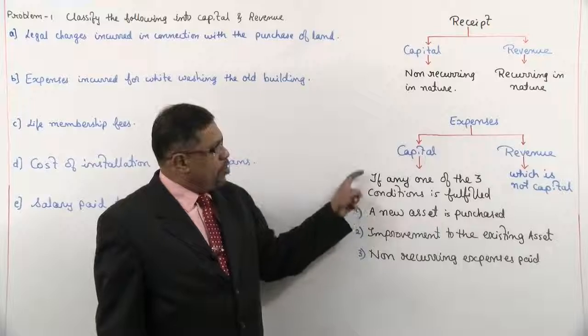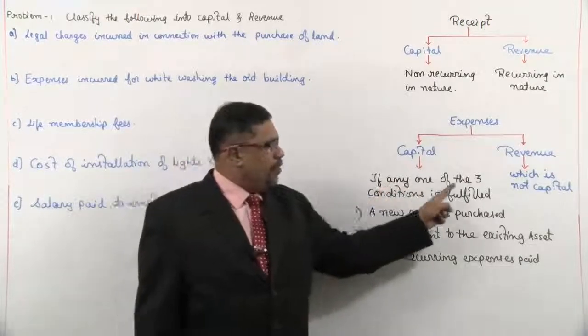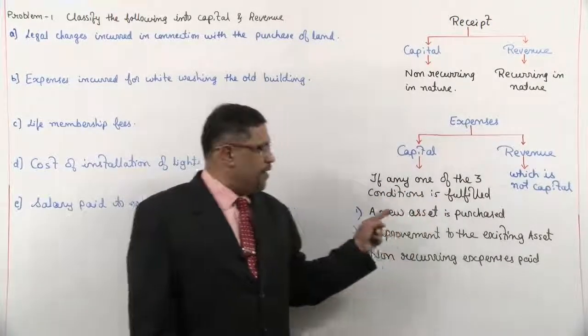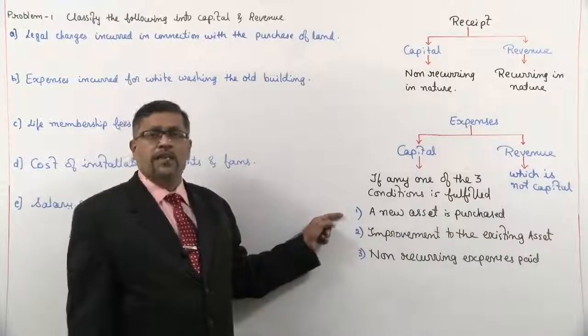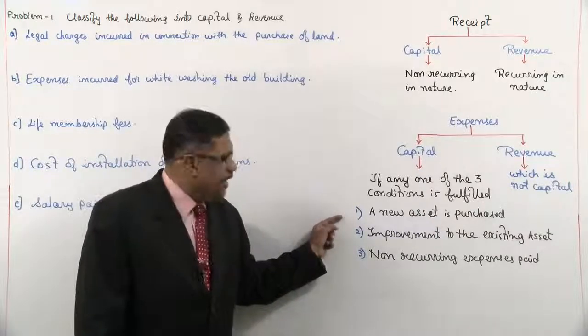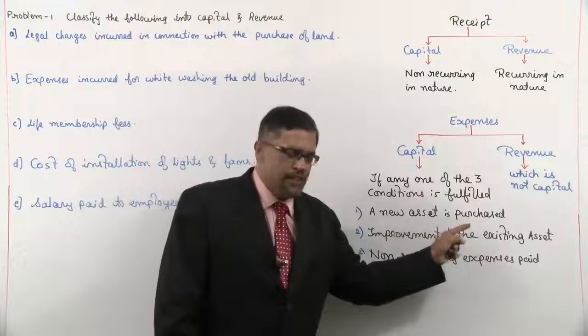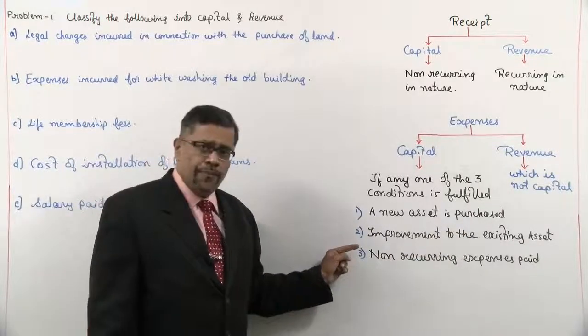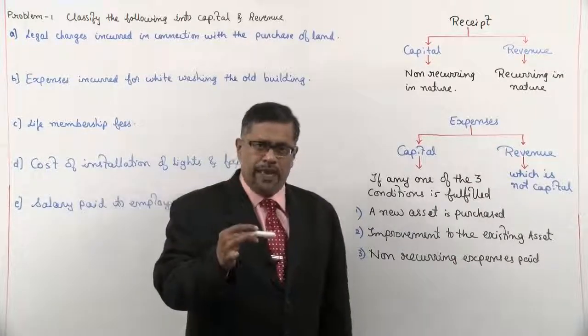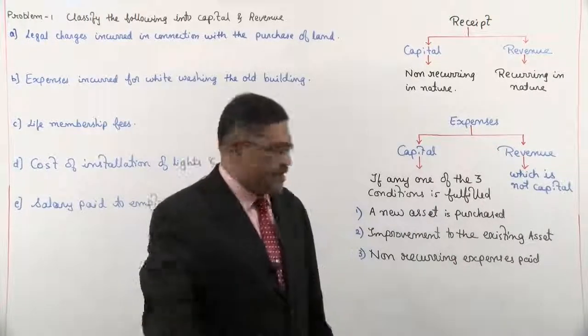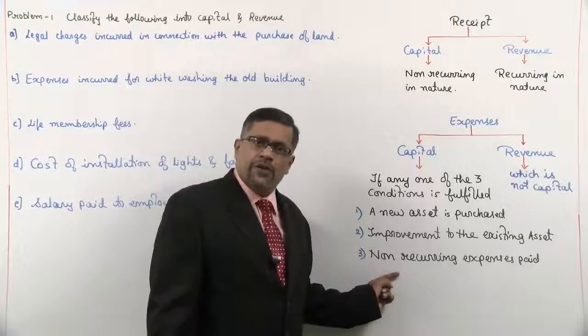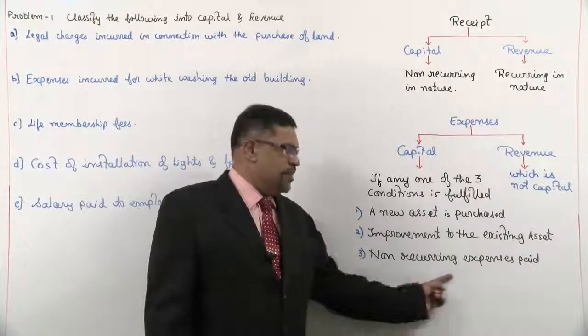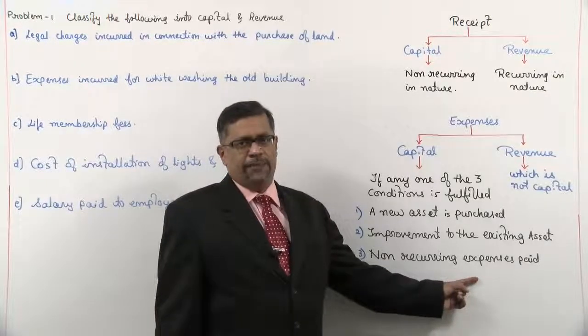Expenditure is called capital if any one of the three conditions is fulfilled. Number one, a new asset comes into existence. In simple words, a new asset is purchased. Number two, improvement to the existing asset. Improvement means we have done something to the asset that increases the value of the asset. Number three, discharge of fixed liability, in simple terms, a non-recurring expense is paid.